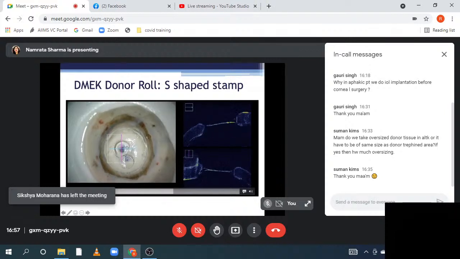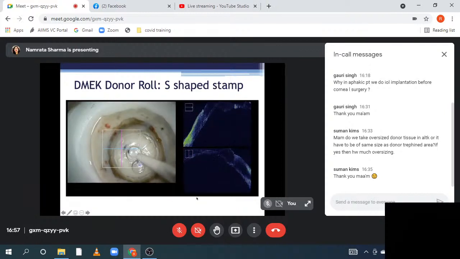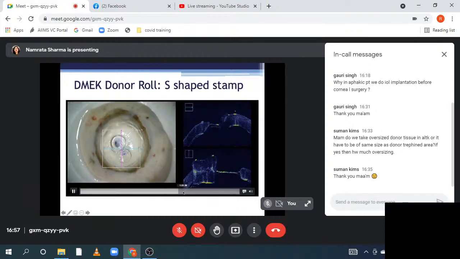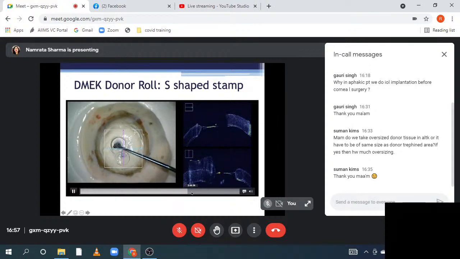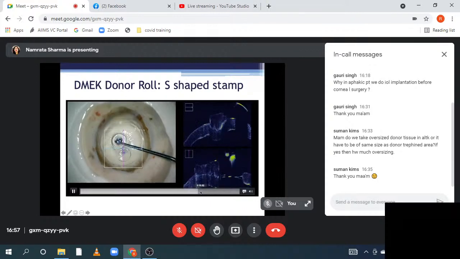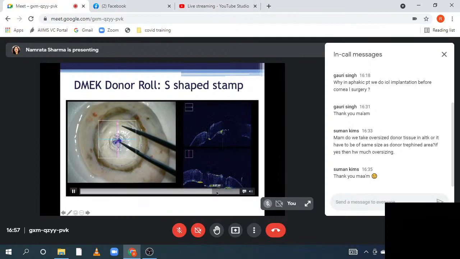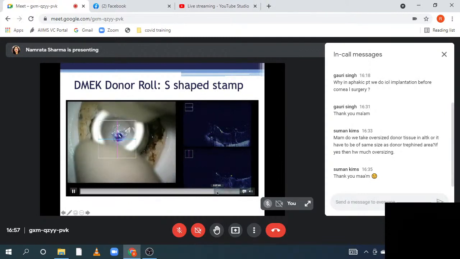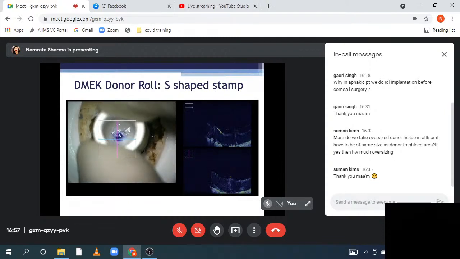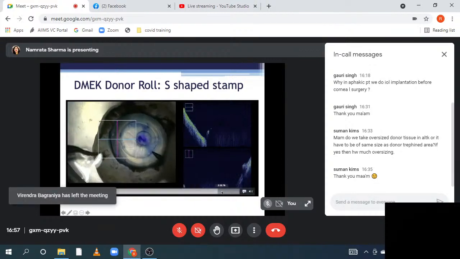So you have this lid which you open. Dry again, because we don't want smudging of the S there. Take an S marker, which is there, stain it with the trypan blue dye, and very gently put an S mark there. Now once you do that, S means stroma. S doesn't mean Sharma. S means stroma. So it is the stromal side which is up.